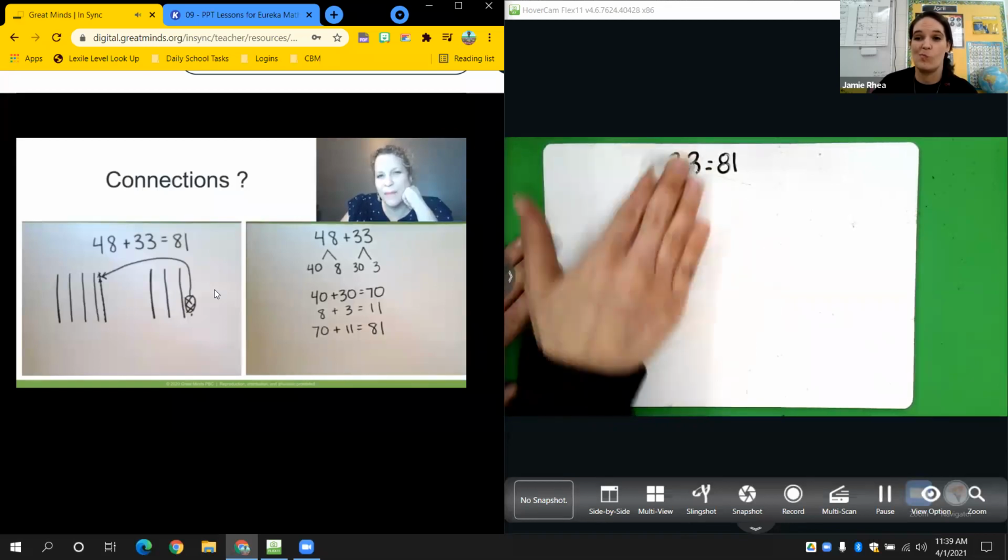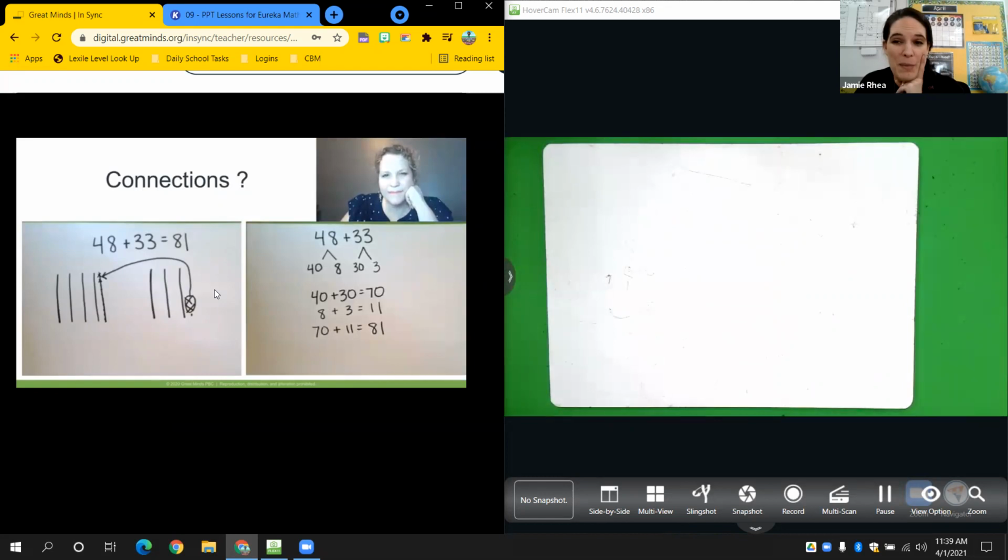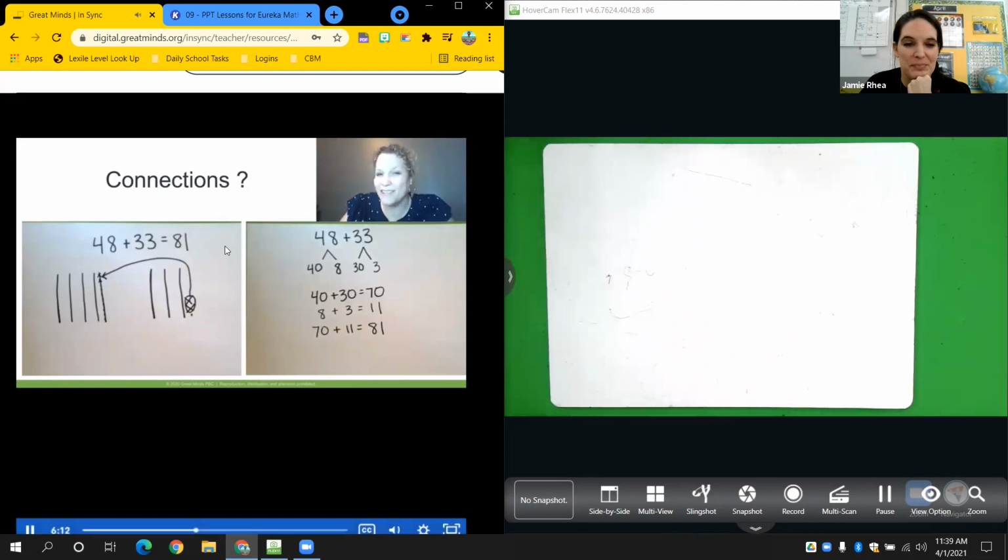Let's think about that for a moment. You know what connection I made? So we added the 10s. We made 10s, and then we added the 10s first, and then we made 1s. You can tell a learning partner what you're thinking, or you can say the connection out loud to me. See, we added our 10s here, we added our 10s here. Our 1s, we added our 1s.